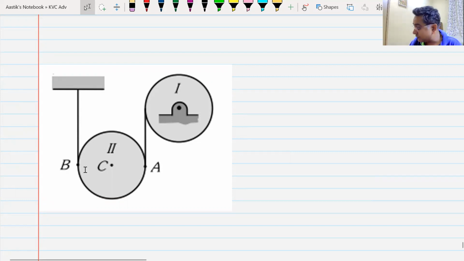The diagram I have shown first. The diagram should be here, and the question is here.